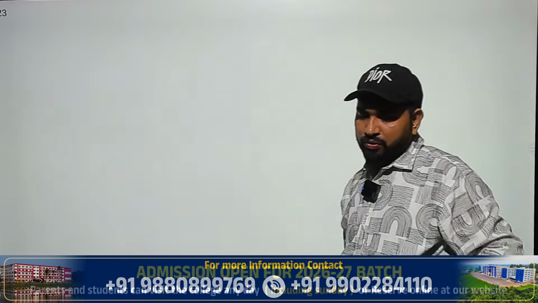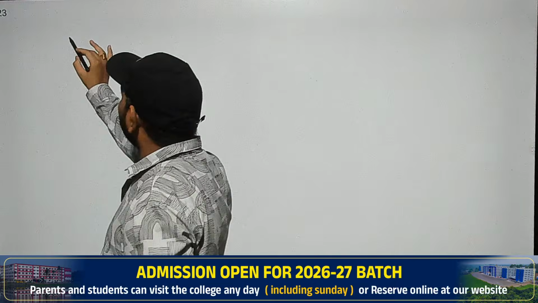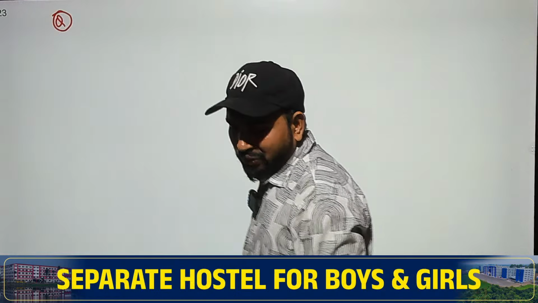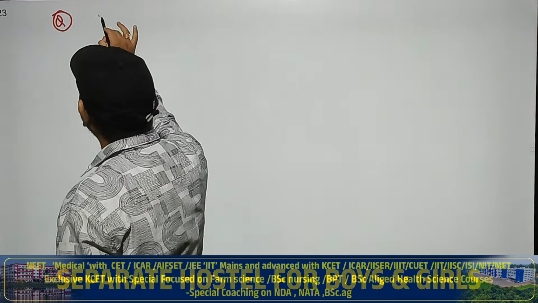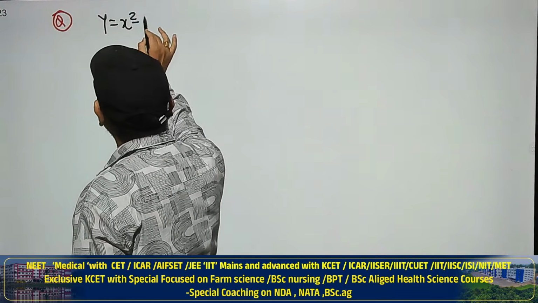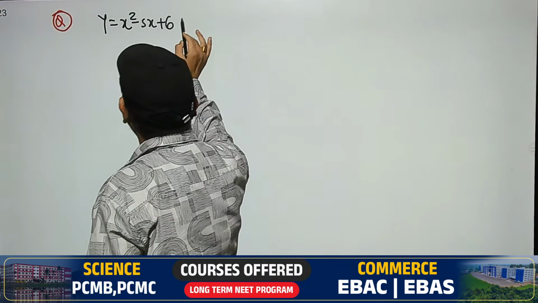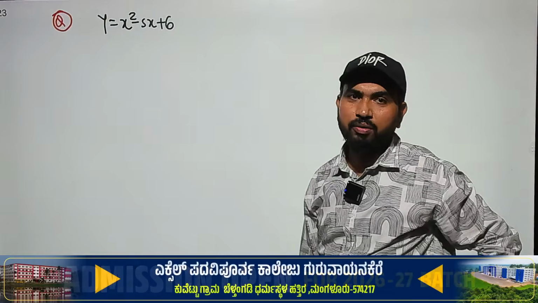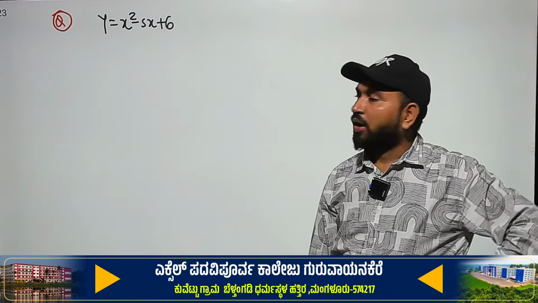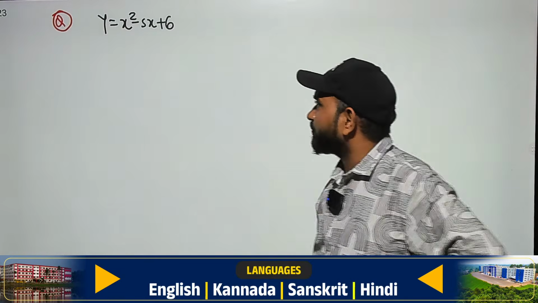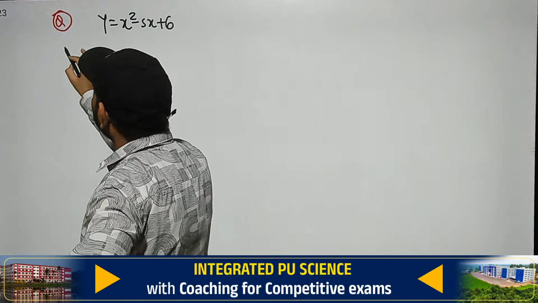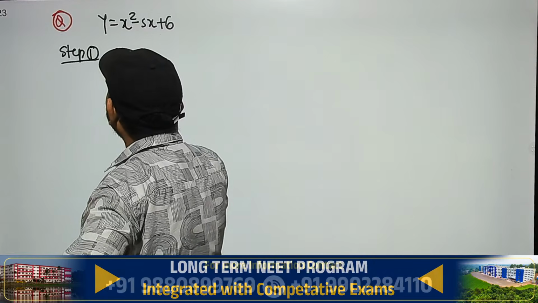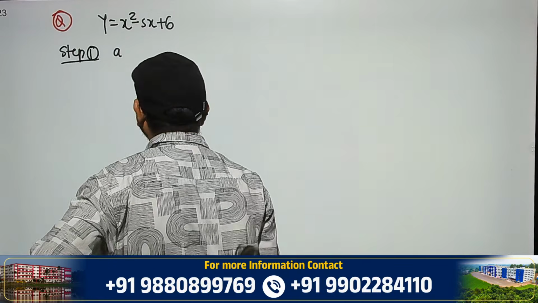So how to draw the graph actually? I am taking simple data so that you can understand easily. Y is equal to x square minus 5x plus 6. I need to draw the graph of this function. Very important concept. Step number 1: find the sign of A. Check here.